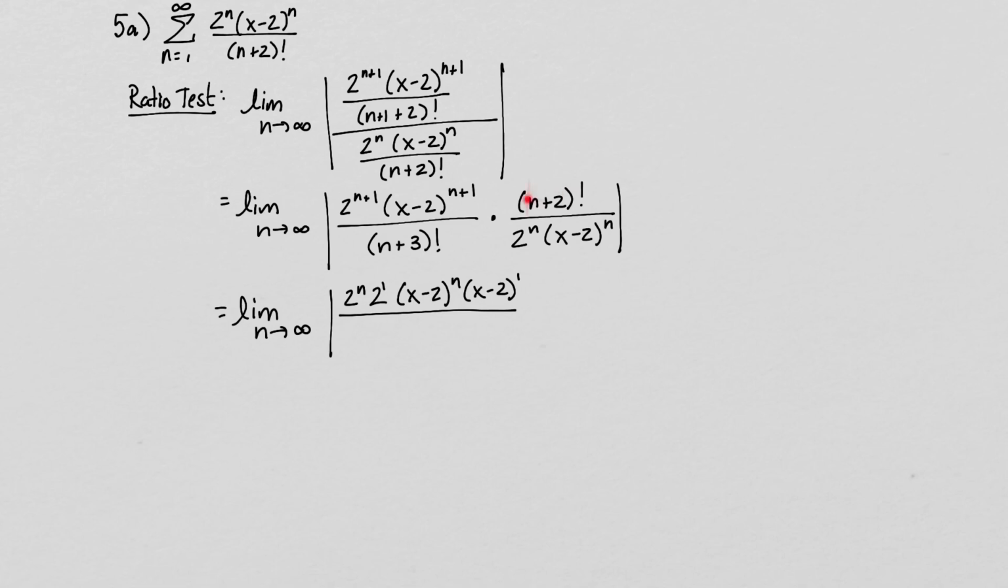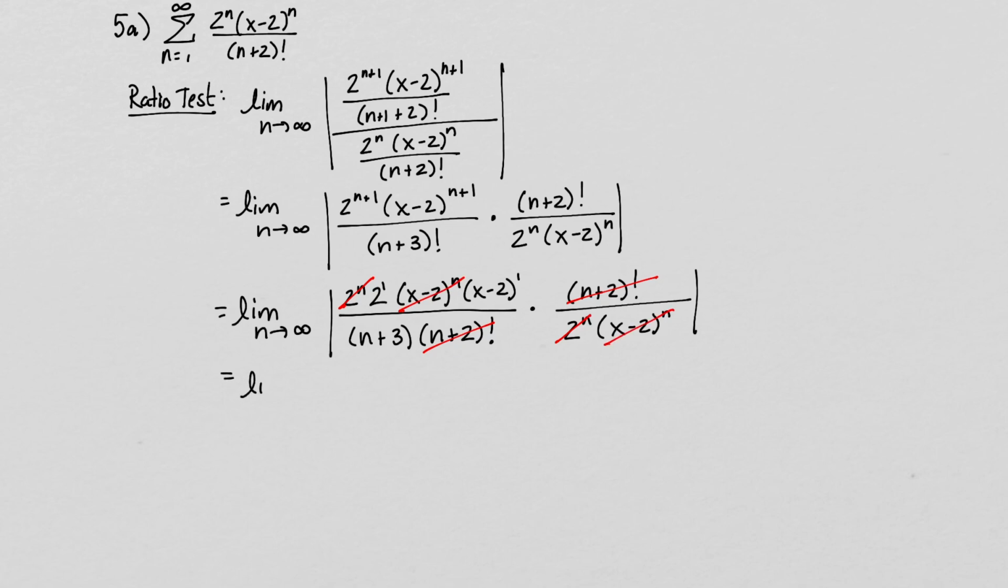If you notice over here, I have an n plus 2 factorial. So n plus 3 factorial is really n plus 3 times n plus 2 factorial. Times here I have n plus 2 factorial over 2 to the n, x minus 2 to the n. So some stuff's going to cancel out for me. The n plus 2 factorials are going to cancel. The 2 to the n parts are going to cancel. The x minus 2 to the n parts are going to cancel.